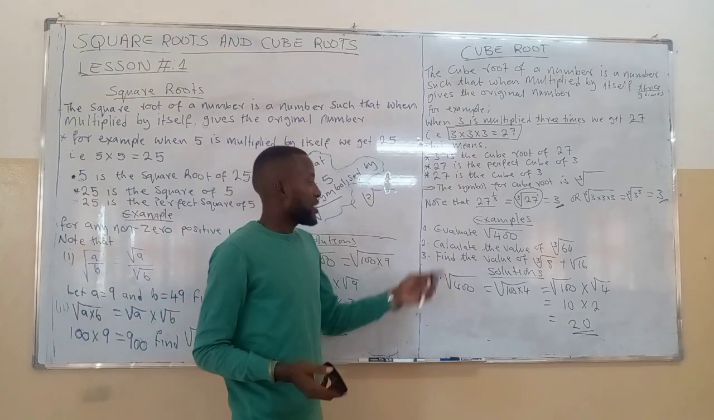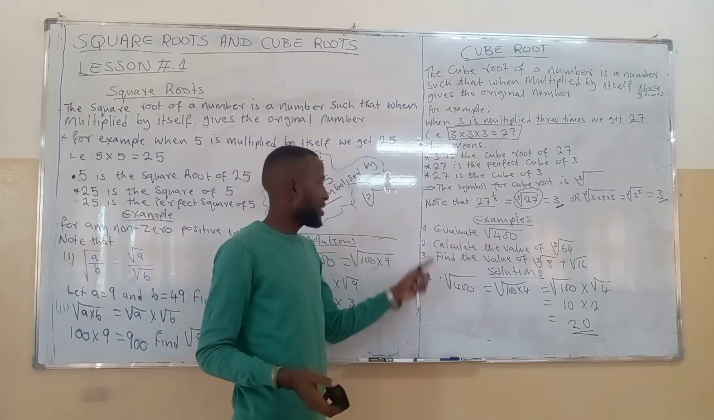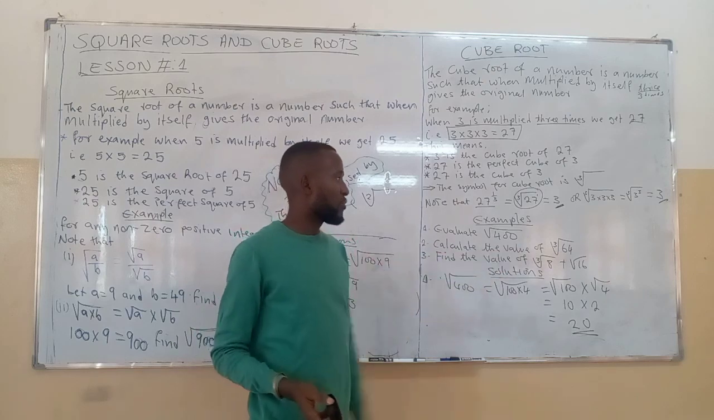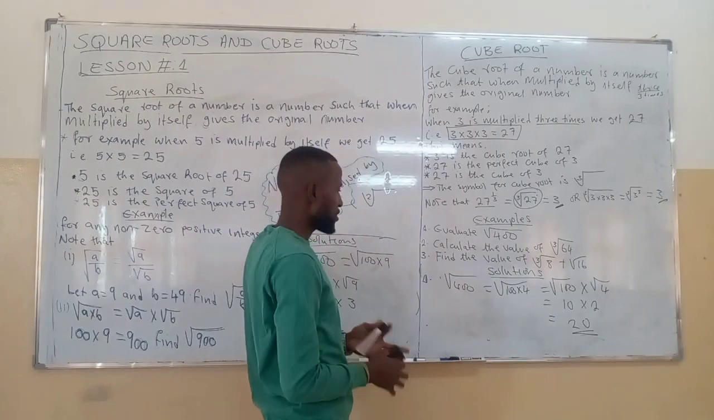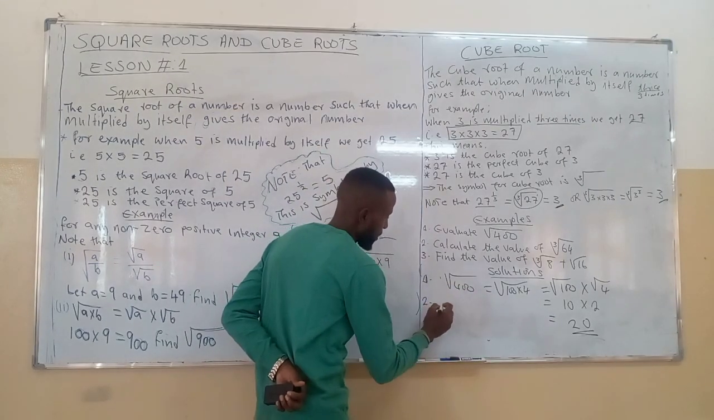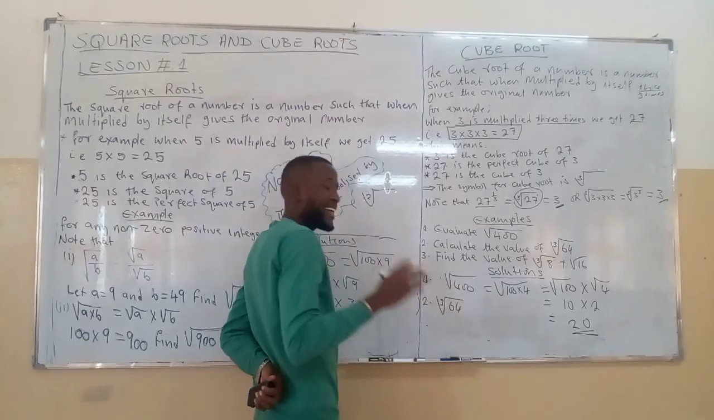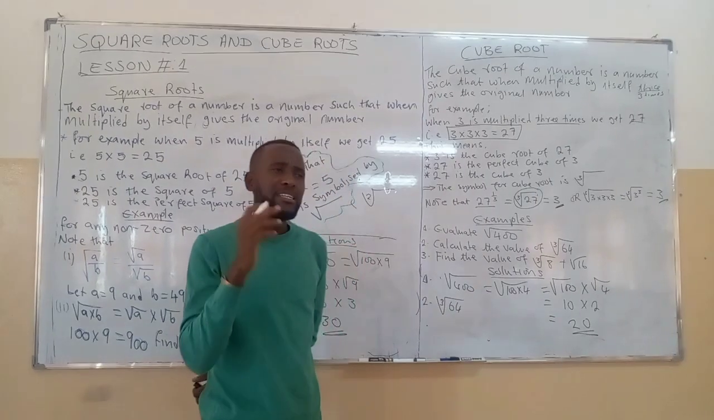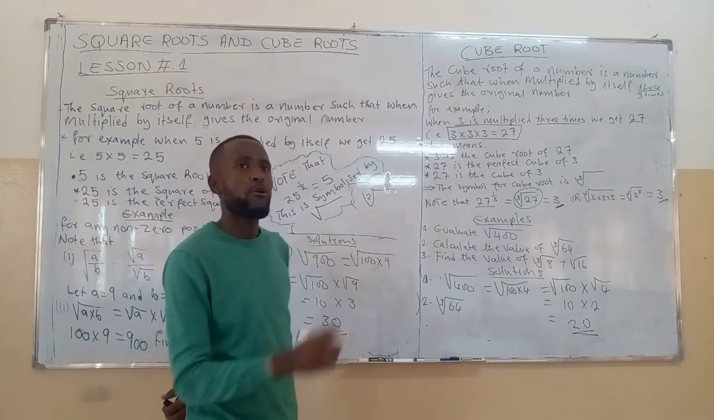Now, question number 2, since we know how to find question number 1, which is evaluate the square root of 400, let us see how to find question number 2. Calculate the value of cube root of 64. Simple. So we are simply saying cube root of 64, question 2. So what is the cube root of 64? What is that single number? When I multiply it by itself 3 times, I'll be able to get 64.